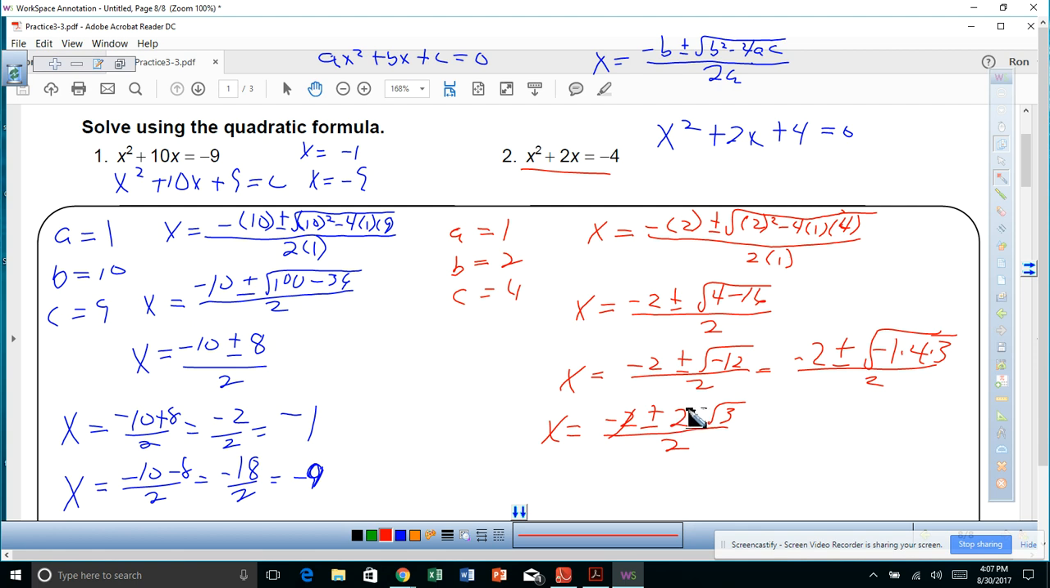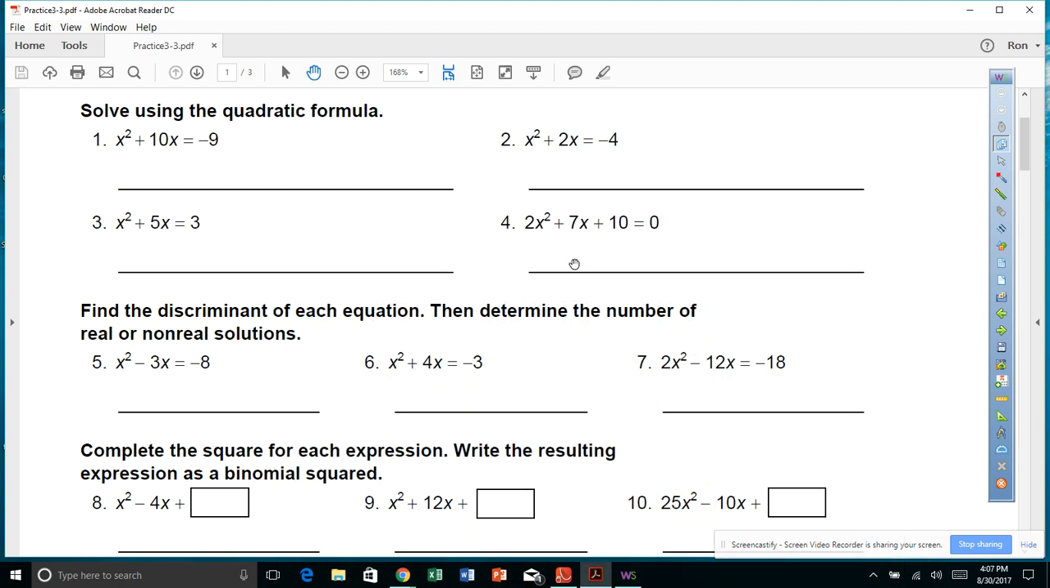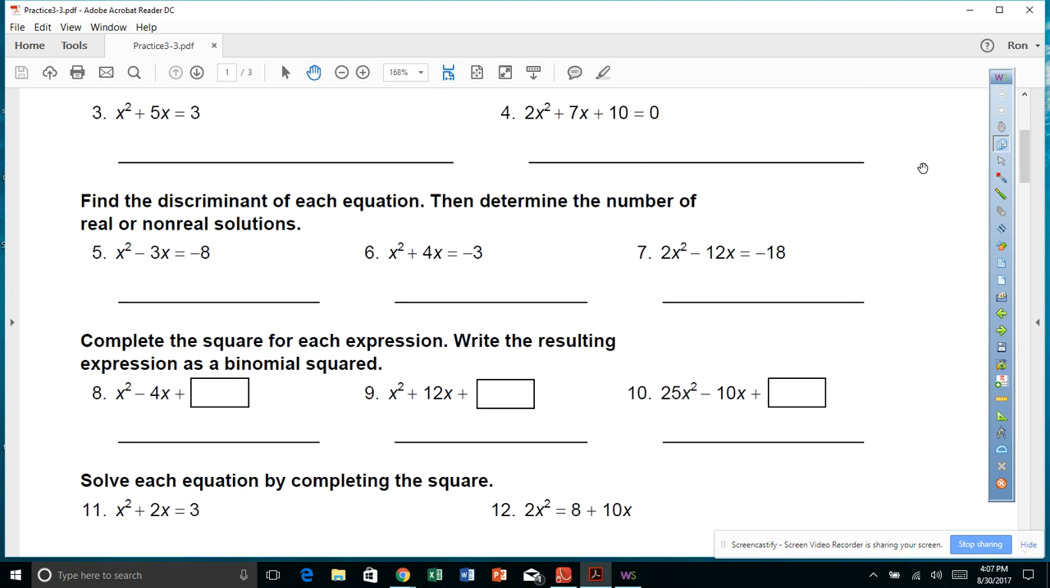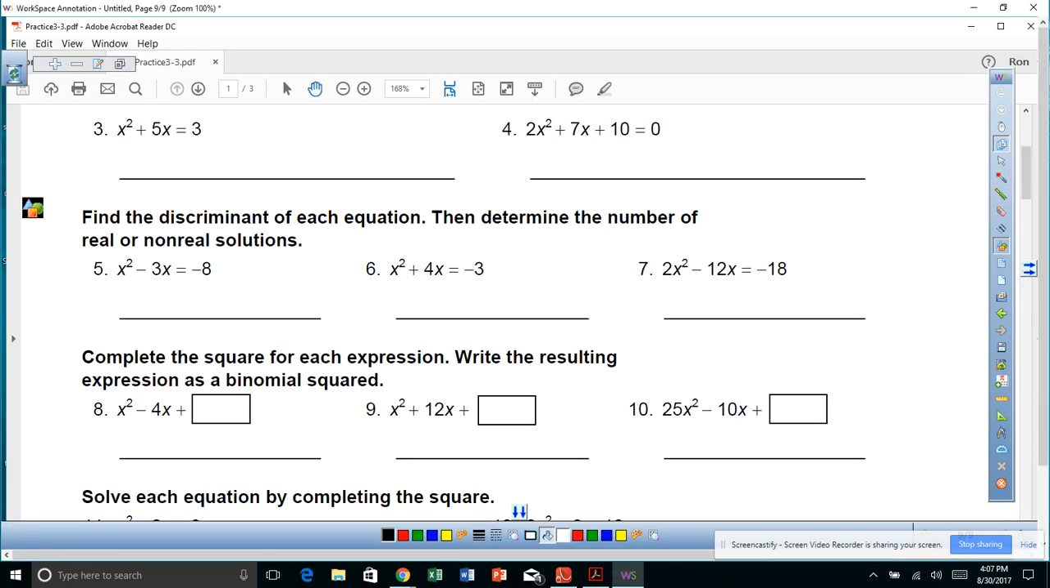If you notice, these 2's cancel out, and that gives you negative 1 plus or minus i times the square root of 3 over 1. So x equals negative 1 plus i times the square root of 3, and x equals negative 1 minus i times the square root of 3. So that's 1 and 2. Now 3 and 4.